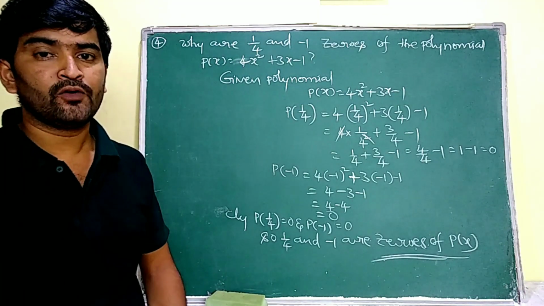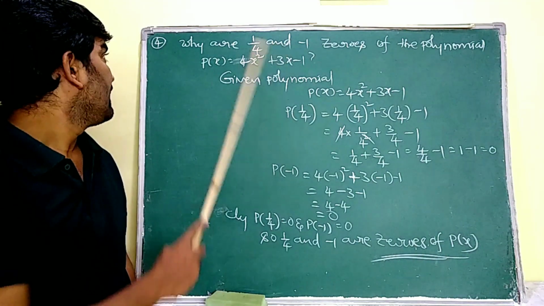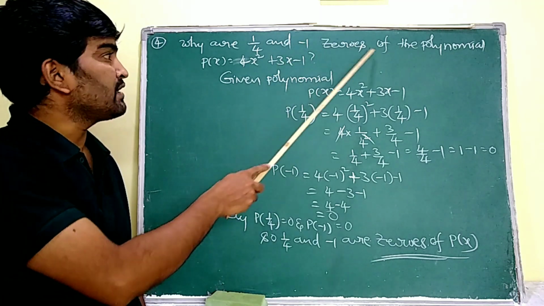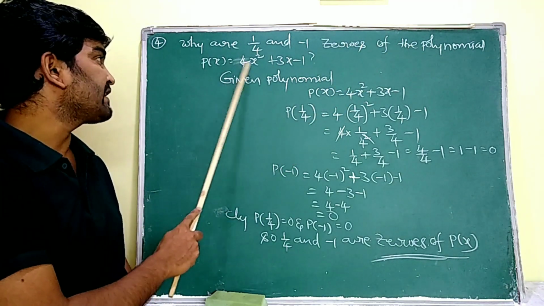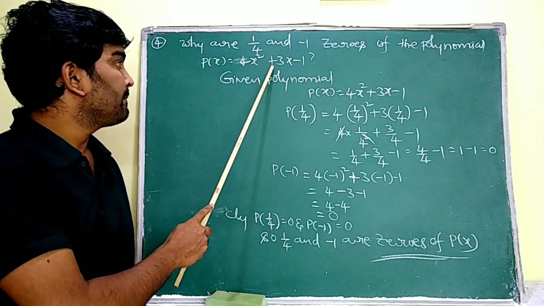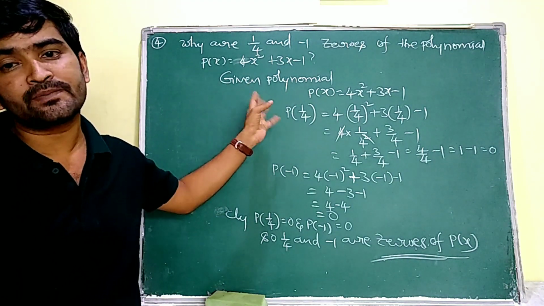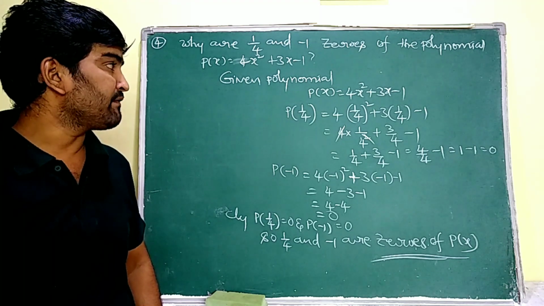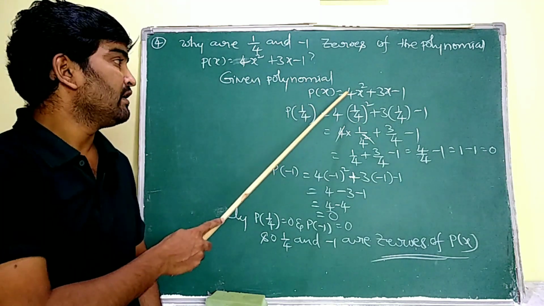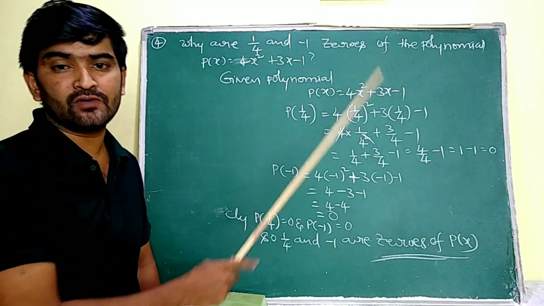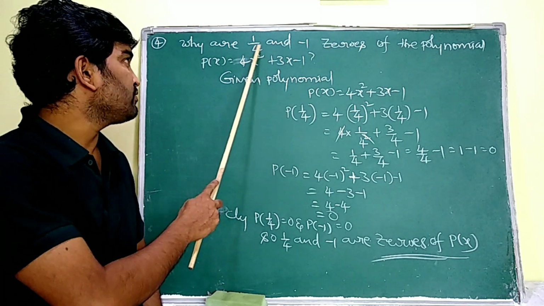now see, ma, fourth question of the exercise. Whether 1 by 4 and minus 1 are zeros of the polynomial p of x is equal to 4x square plus 3x minus 1 is asking, ma. For that we are going to do this problem in two methods, ma. Okay, firstly we have to write the given polynomial 4x square plus 3x minus 1, ma. Okay, just you have to substitute these values.